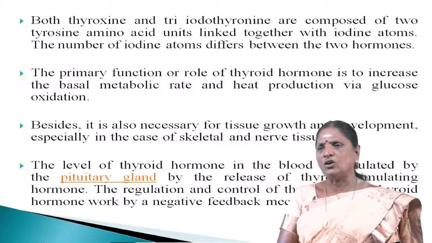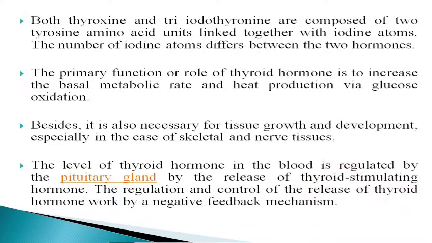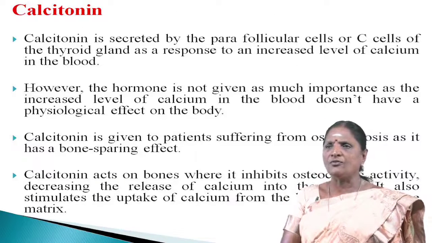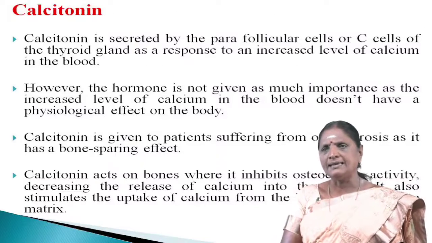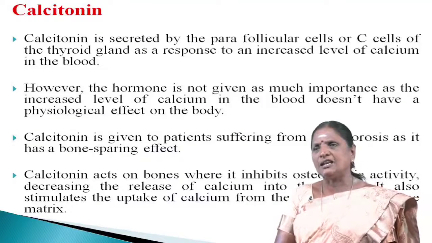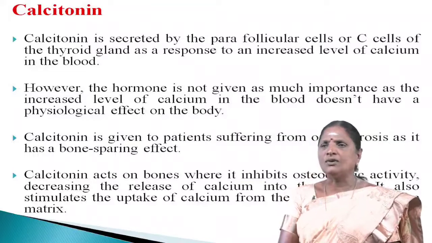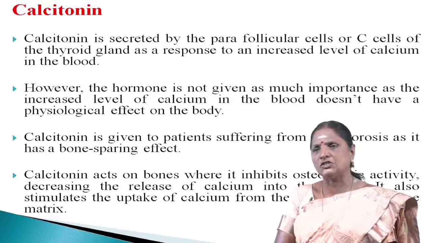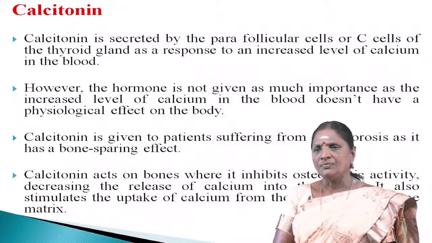The level of thyroid hormone in the blood is regulated by the pituitary gland by the release of thyroid stimulating hormone. The regulation and control of the release of thyroid hormone work by a negative feedback mechanism. Calcitonin is secreted by parafollicular cells or C cells of the thyroid gland in response to an increased level of calcium in the blood. However, the hormone is not given as much importance as the increased level of calcium in the blood does not have a physiological effect on the body.